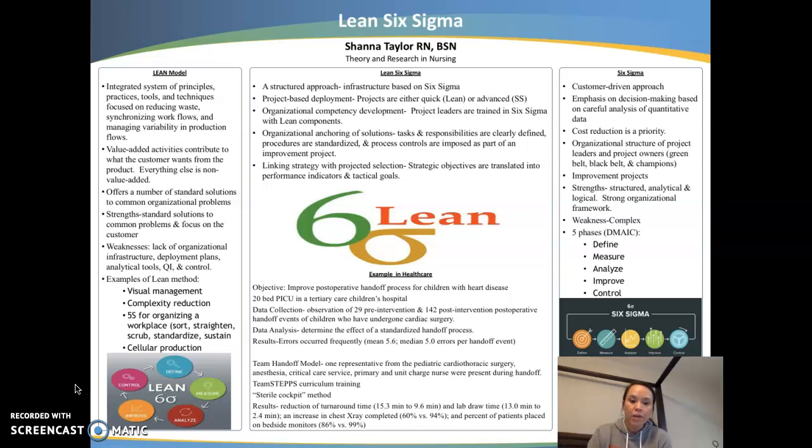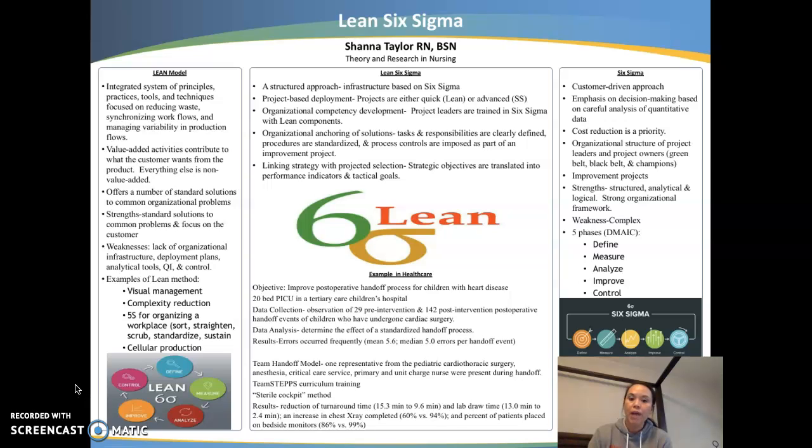The results they found were a reduction of turnaround time. Their handoff communication went from 15.3 minutes down to 9.6. Their lab draw time went from 13 minutes to 2.4 minutes, so the time they were given to get the labs drawn and sent. And then there was also an increase in chest x-rays from 60 to 94%. And then patients placed on the bedside monitors went up to 99%.